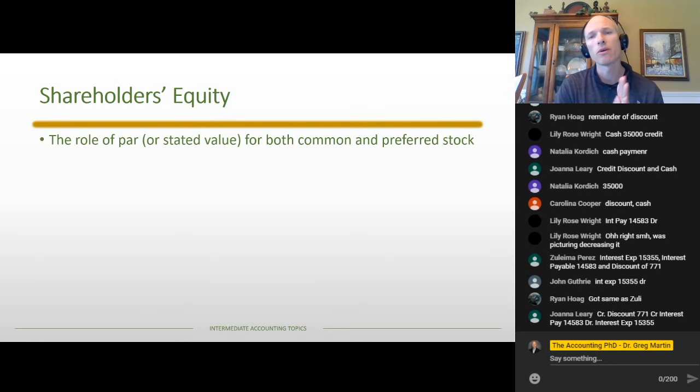All right, so with shareholders' equity, we're just kind of again walking through concepts. The role of par or stated value for both common and preferred stock. So before I jump to that, does anybody know what is the role of par? When common stock or preferred stock has a par value, what does that mean exactly? And so just kind of put that in the chat if anybody knows. When you have a par value, what do we use that for? What's the role of par value? And see if anybody has an answer for that.